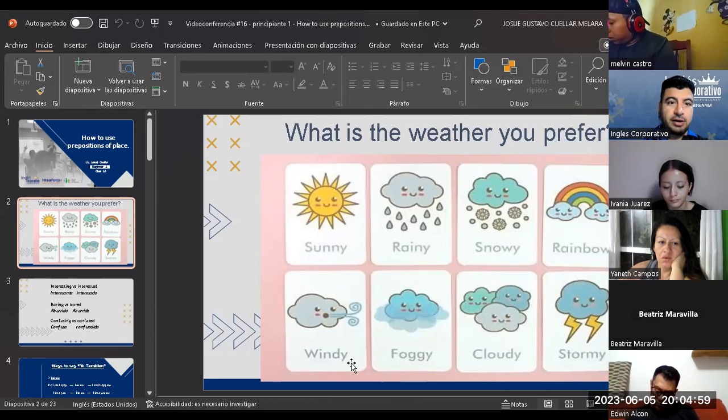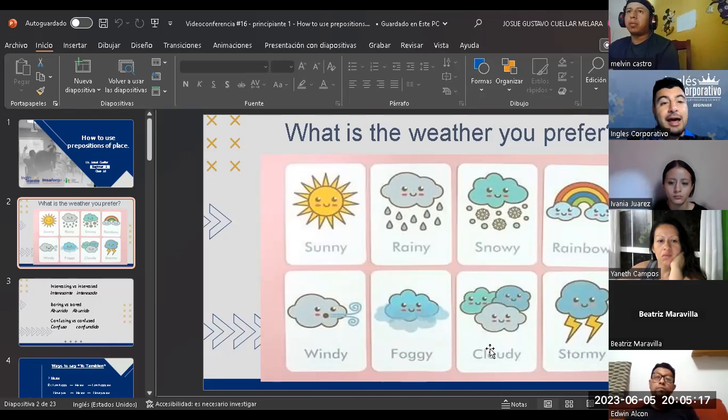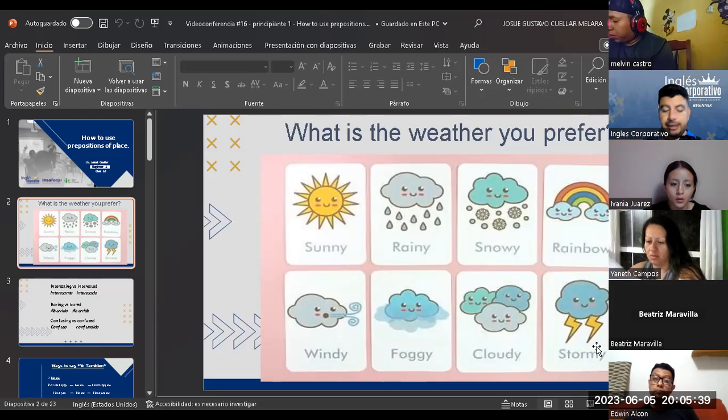Windy, for example, in October, it is very common, the wind, right? Foggy is something that you can notice, for example, in the Boquerón volcano, in Planes de Renderos, Puerta del Diablo, you can notice foggy weather, cuando está bastante nublado, hay neblina, okay? Cloudy, como Claudia, pero sin la A, cloudy. Cuando está bastante nublado. Stormy is like electrical storms, okay? I'm going to call you one by one, and you mention the weather you prefer. Some of you maybe prefer heat, calor. Some prefer cold, frío.